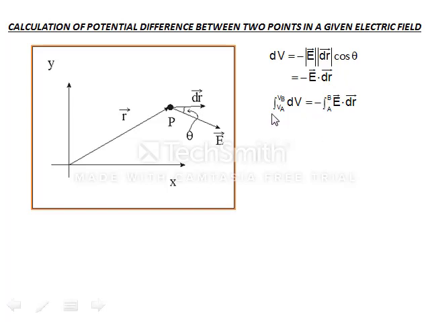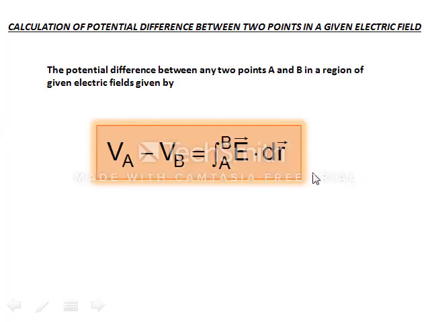If we bring this minus sign over here, we'll get VA minus VB. This minus sign, we get integral A to B E dot dr. This is the basic formula for potential difference between two points if the electric field is known. This is our general formula. This formula is applicable in all cases, even when the field is uniform.